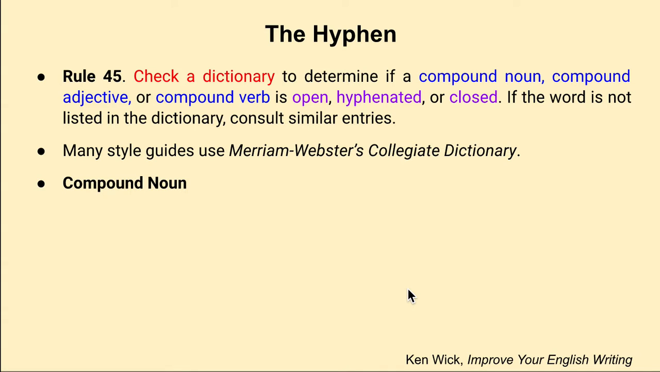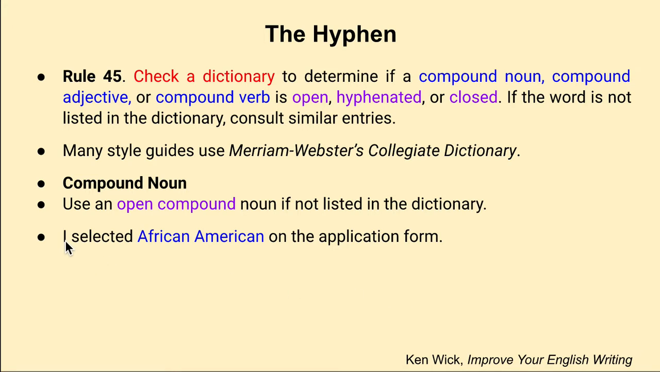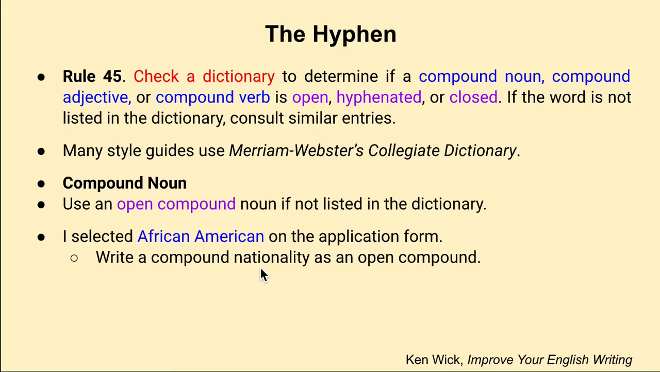So for compound nouns, use an open compound noun if it's not listed in the dictionary. That's the recommendation. Some example sentences: I selected African American on the application form. I just want to note that you write a compound nationality as an open compound. In the past, these compound nationalities were hyphenated, but now they are written as an open compound. You'll still see them hyphenated, but they should be an open compound.